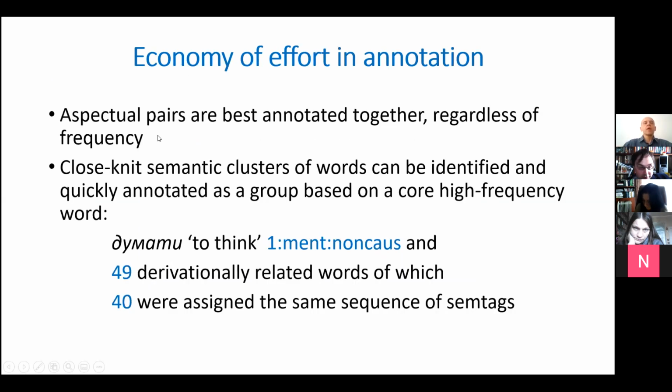Now, in the process of annotating top-frequency words, I have found that spectral pairs are best annotated together, regardless of frequency, because in most cases they receive the same tags. It also makes sense to look at closely knit semantic clusters of words, because then you can quickly annotate them as a group based on a core, high-frequency word that has already been annotated. One example is dumate, to think, which has this semantic annotation, and there are almost 50 derivationally related words, of which 40 were assigned the same sequence of tags. So by looking at the whole nest of these words, we can quickly annotate most of them with minimal changes.